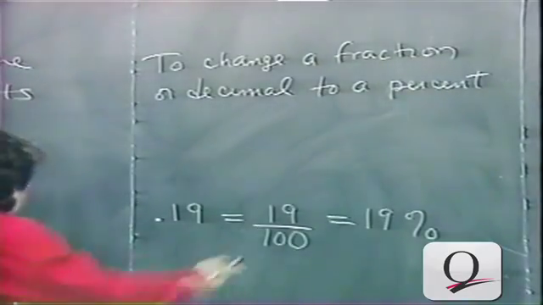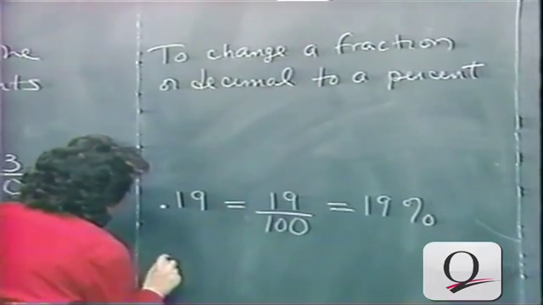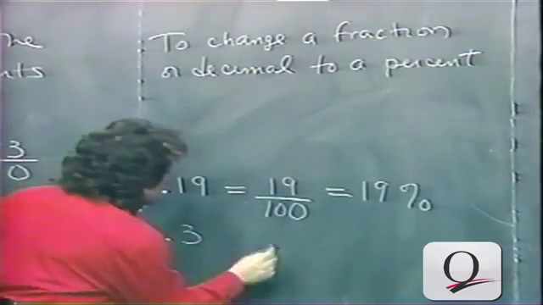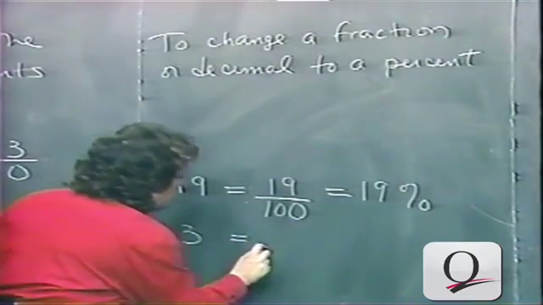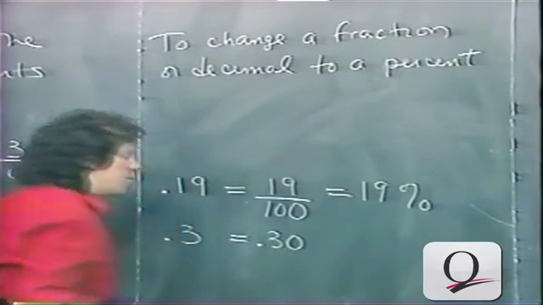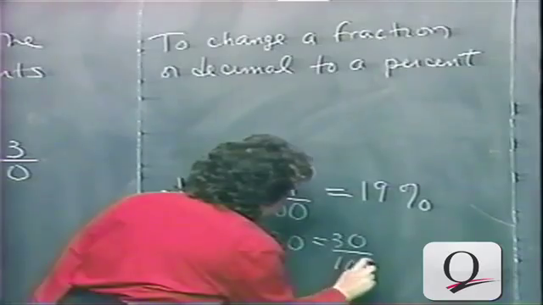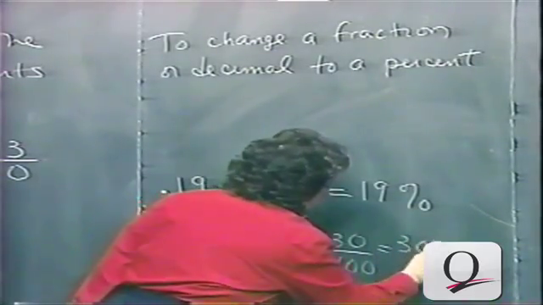Similarly, if we had a decimal like 0.3, or 3/10, this is the same as 0.30, or 30 hundredths, which means 30 out of 100, or 30%.